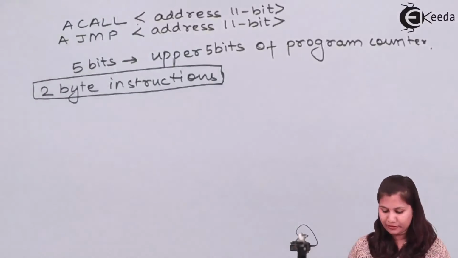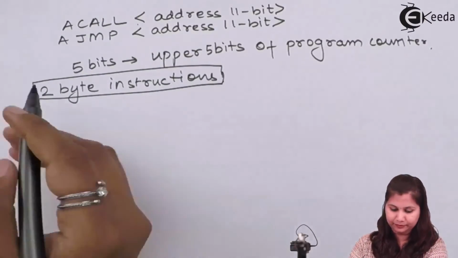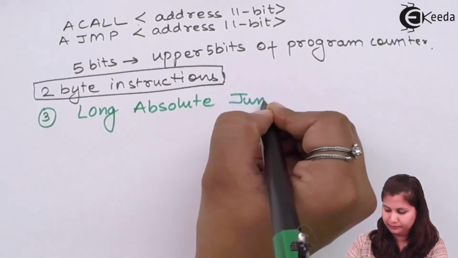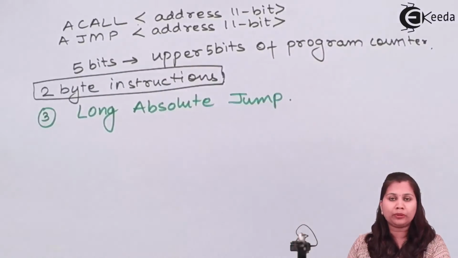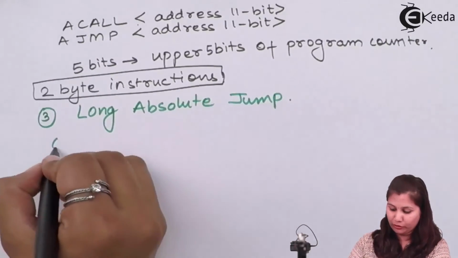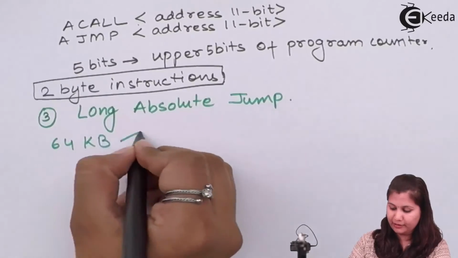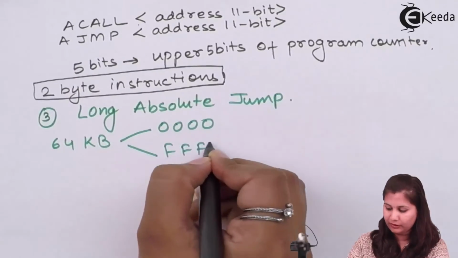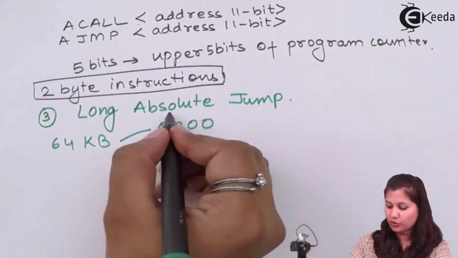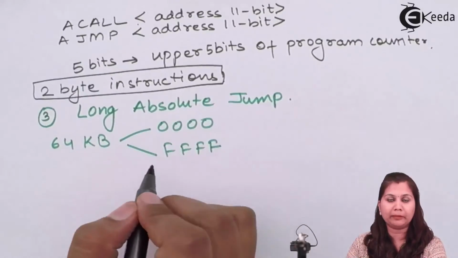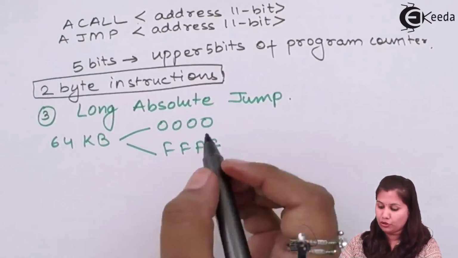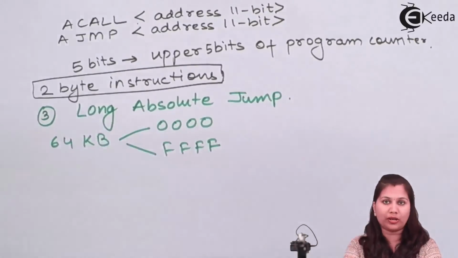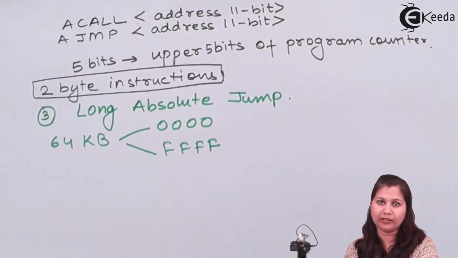The third type of jump instruction we have is the long absolute jump. Now the total program memory we have is 64 kilobytes, and the 64 kilobyte addresses range from 0000 to FFFF. So in this case, we can use the entire range of the program memory for the jumping operation. So total 64 kilobytes is available to us. That is why it is called the long jump, because a large memory size is available to us.